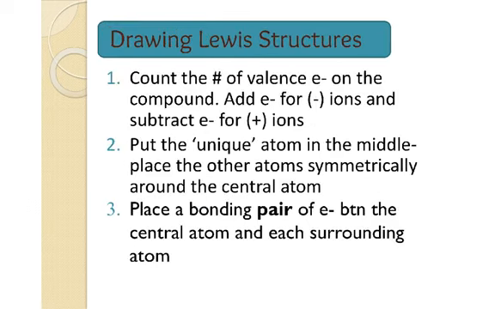We have 6 rules when we're drawing our Lewis structures. So our first rule is to count the number of valence electrons on our compound. Remember that when we're looking for valence electrons, we can use the column number on our periodic table. If we have negative ions, negative means electrons have been gained. So anytime we have a negative ion, we're going to add electrons to our count. And anytime we have a positive ion, we're going to subtract electrons from our count.